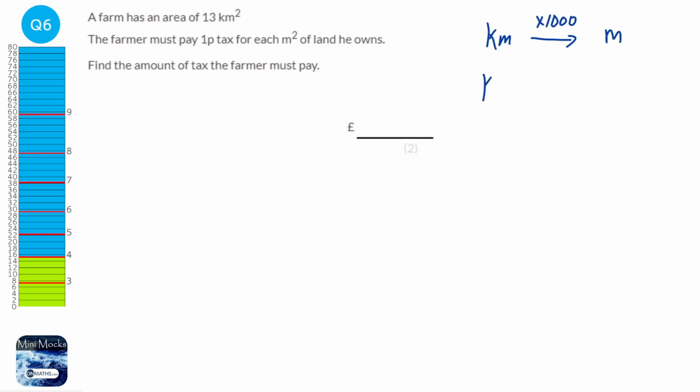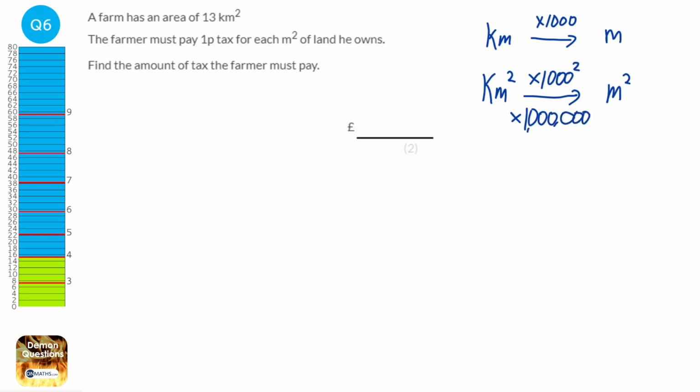But if I have something in kilometers squared, and I want to convert it into meters squared, I actually times it by 1,000 squared, which is 1,000 times 1,000. Okay, so I'm actually times it by not 1,000, but 1,000 squared. So that's another 3 zeros. You can see here that that's a million. So we times it by a million.